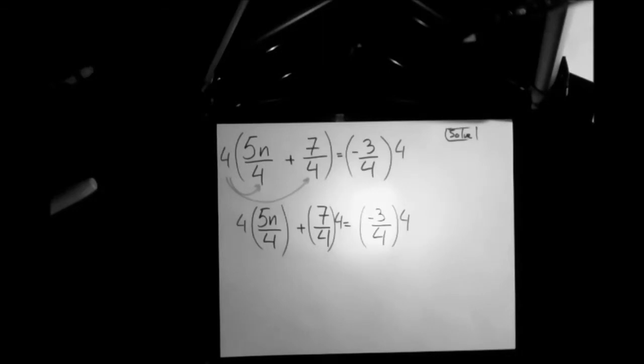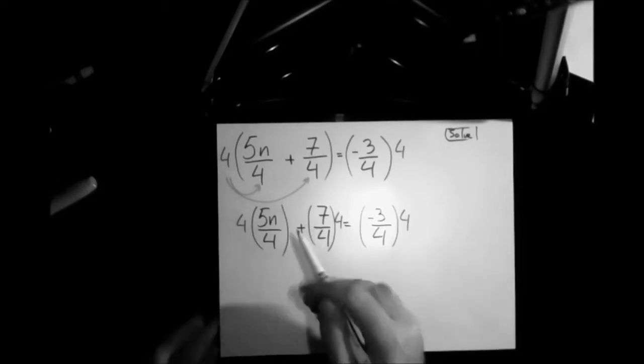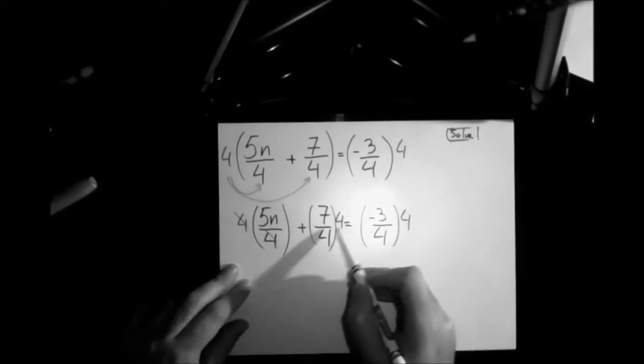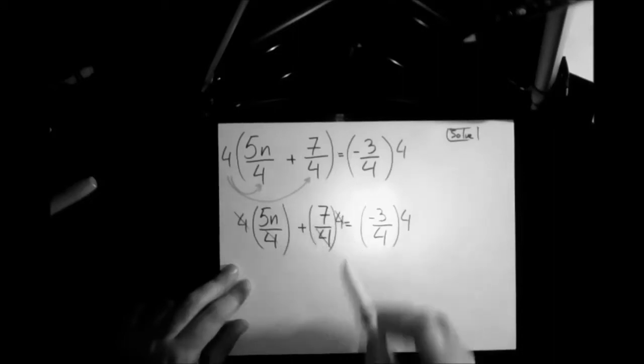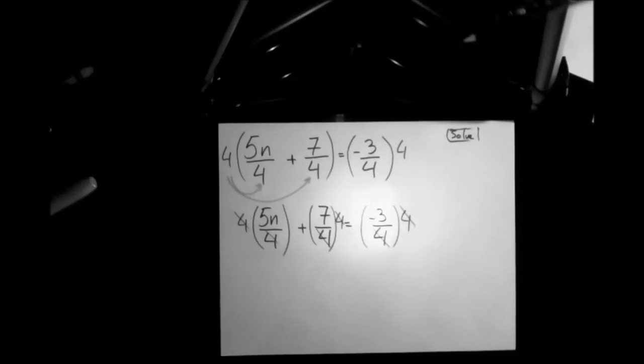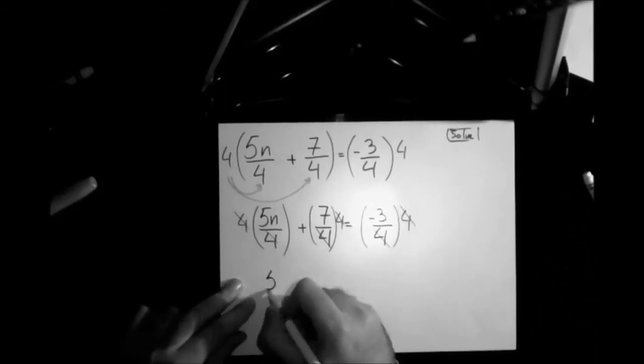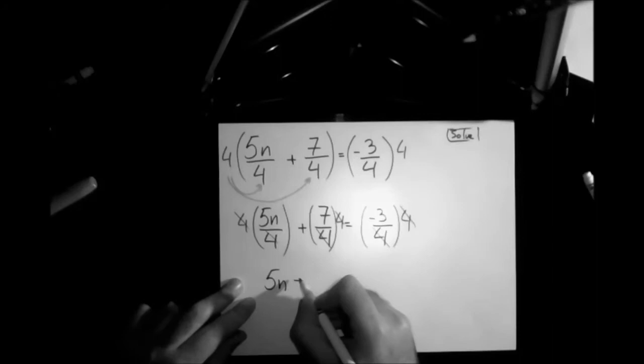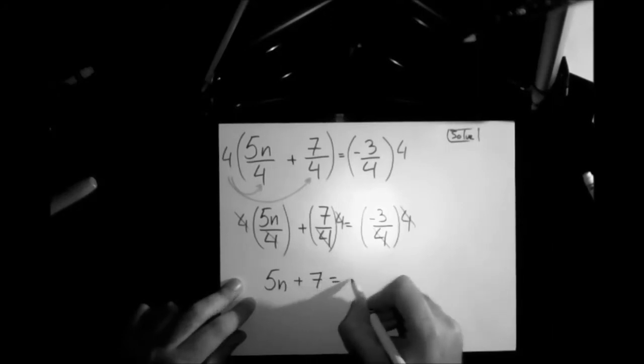Now because they all had the same denominator, this happened, which is kind of neat. Multiplied by 4, divide by 4, canceled. Multiply by 4, divide by 4, canceled. Multiply by 4, divide by 4, canceled. All my divide by 4s are gone. What's left is 5n plus 7 equals negative 3.